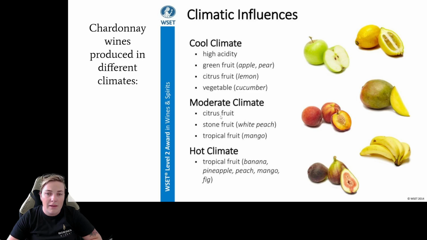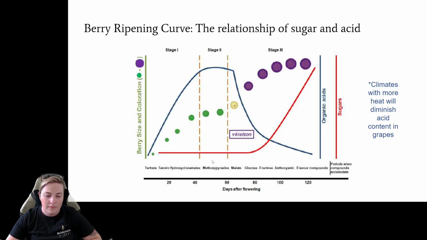A moderate climate will still have some citrus fruit, but it will also have some stone fruits. Stone fruits are like peaches, apricots, anything with a seed on the inside. And then also some tropical fruit like mango, right? Then in a hot climate, we still have tropical fruit, but it leans more towards ripe tropical fruit, like banana, pineapple, peach, mango, and fig. So much riper flavors in general. And again, I do want to stress, it doesn't necessarily mean that these wines are sweet. These are just the flavors that come out depending on the climate it was grown in. So keep track of that.